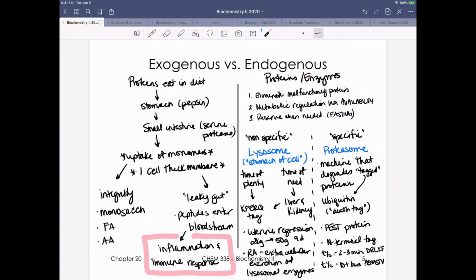All right, so kind of a busy slide here, but I'm going through and highlighting some important aspects of exogenous versus endogenous sources of protein. So let's start over here on the left side with our exogenous proteins and think about proteins that we might consume in our diet.